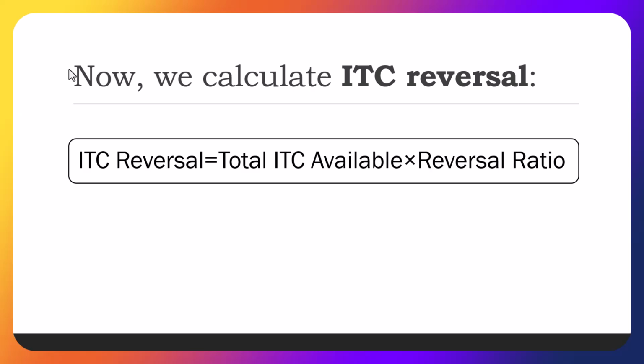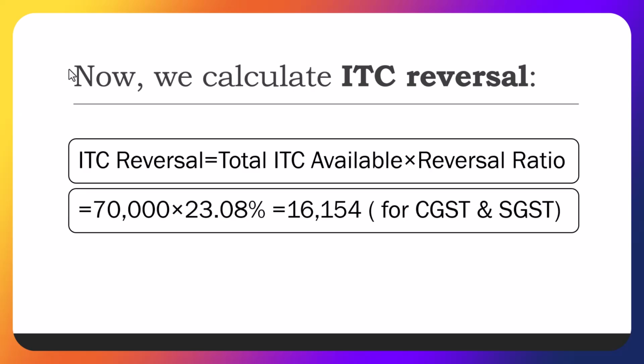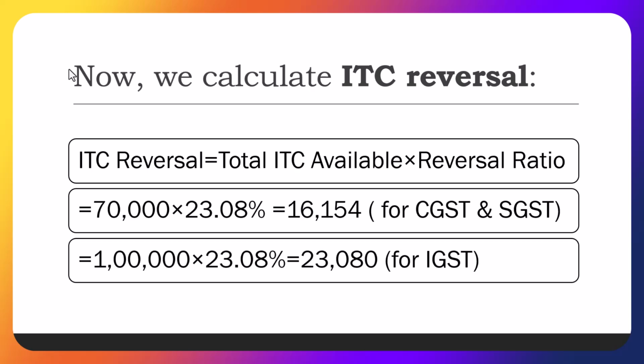Okay, now we calculate the ITC reversal. Read this. ITC reversal is equal to total ITC available into reversal ratio, which is 70,000 into 23.08%, which is 16,154 for CGST and SGST, and 1 lakh into 23.08%, which is 23,080 for IGST. Is that clear, Shrishti? Yes, sir.